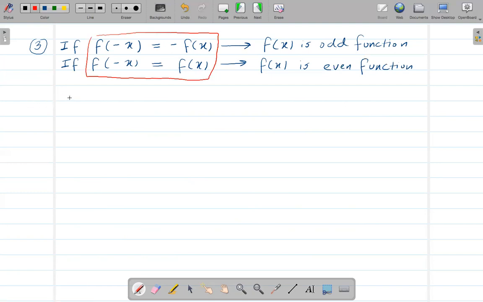Okay, now let's see. We have f of x. First, let's write f of x, which is given as x plus 3 over x minus 3. Now we need to find f of negative x and negative f of x. Let's find the first one, f of negative x, where we're going to replace this x by negative x.